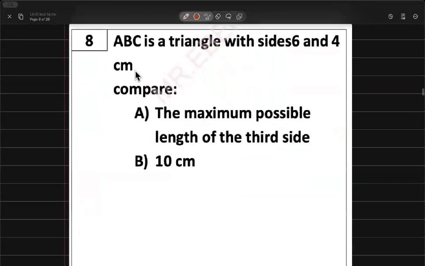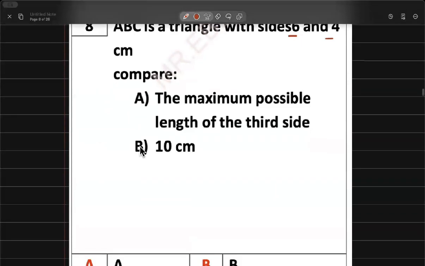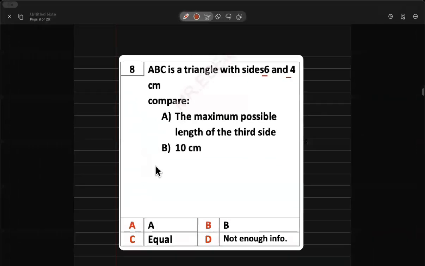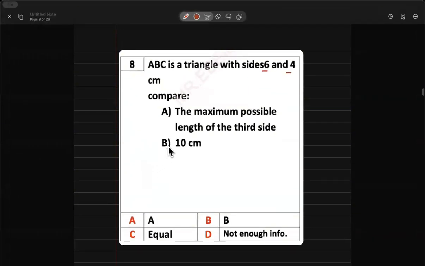Next question, question 8. ABC is a triangle with sides 6 and 4 centimeters. Compare between the maximum possible length of the third side and 10, which is greater. So in this question, we have two sides. How can we find the length of the third? We have a formula or a rule for this. The third side lies between the sum of the other two sides and the difference between them.